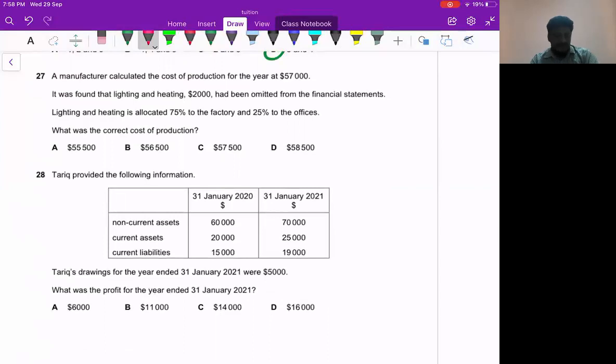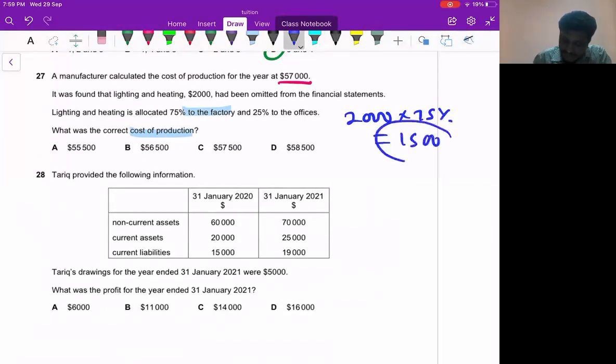27. A manufacturer calculated the cost of production as 57,000. It was found that lighting and heating of 2,000 had been omitted from the financial statement. Lighting and heating is allocated 75% to the factory and 25% to the office. What is the corrected production cost? So how much is the light and heat? 2,000 times 75%. I get 1,500.